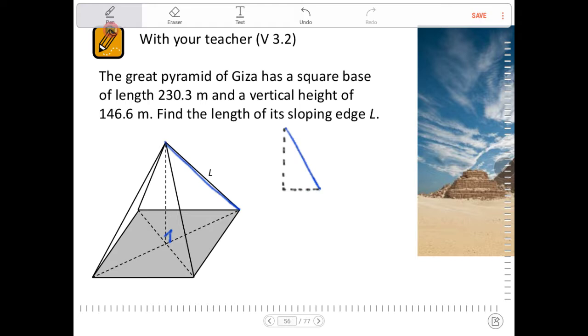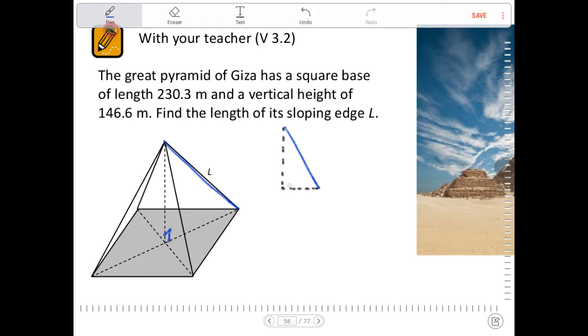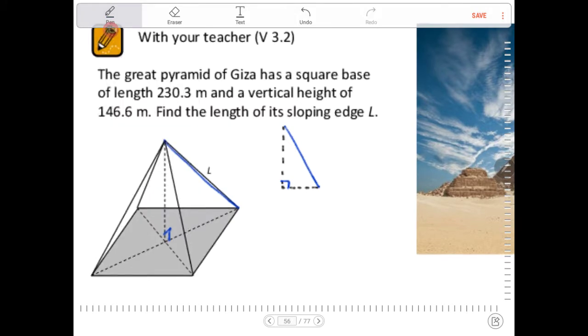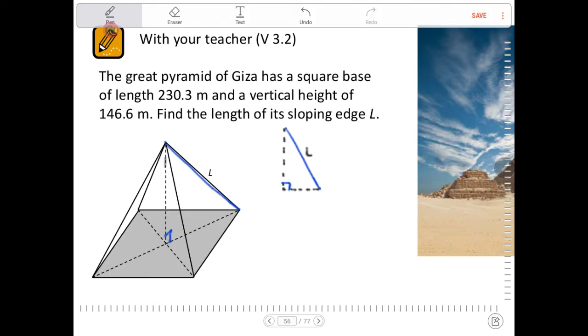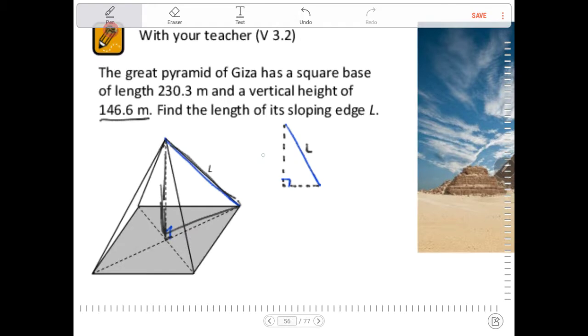With that right angle and this sloping edge L. See how I've taken this triangle from 3 dimensions to 2 dimensions. We're told that the vertical height is 146.6. So that's this length here, 146.6 meters, this height here.